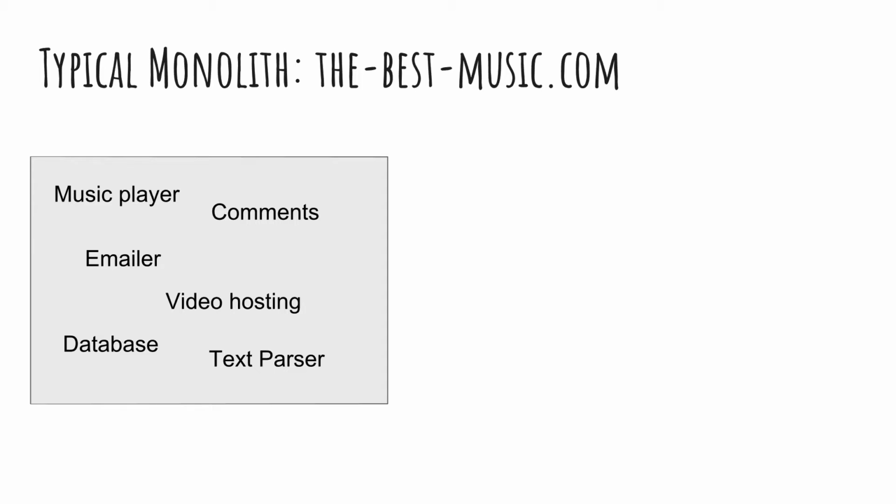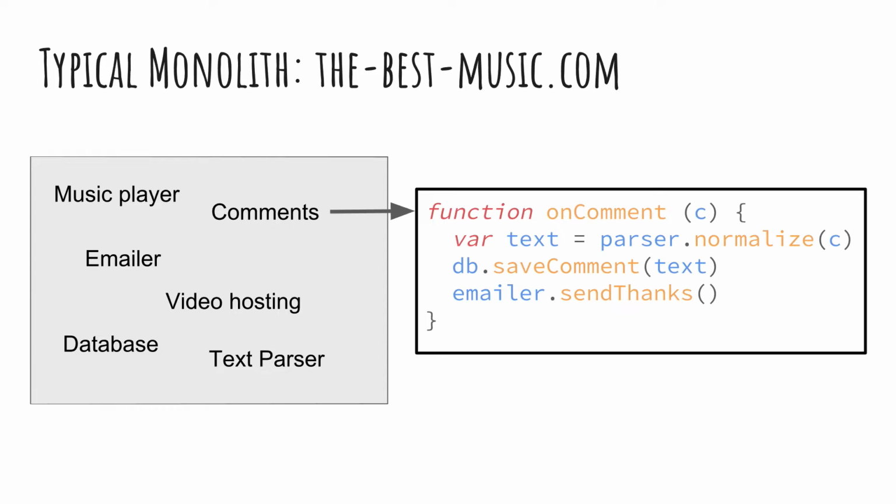Now, let's look at some example code from this sort of type of system. Let's take a look at what happens when a user comments. We have a parser which normalizes that data. We have a database connector which saves that comment in the database. And we have an emailer which sends a thank you email. Pretty straightforward. And I think this is ready to ship to production.